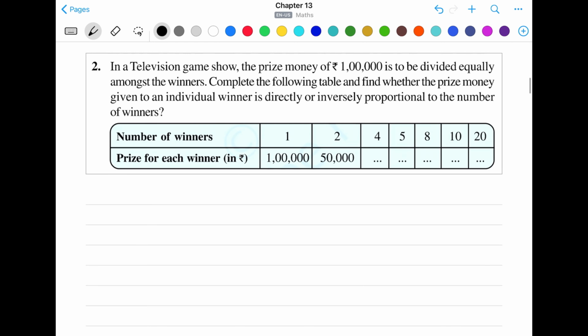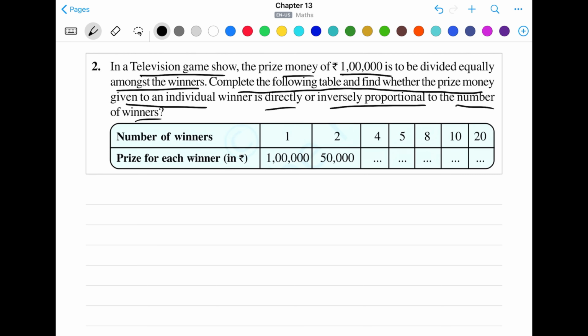Now moving to the next question of this exercise, which is question number 2. It says, in a television game show, the prize money of 1 lakh is to be divided equally amongst the winners. So there is a television show giving prize money of 1 lakh rupees, and that will be divided among all the winners. We have to complete the following table and find out whether the prize money given to an individual winner is directly or inversely proportional to the number of winners.